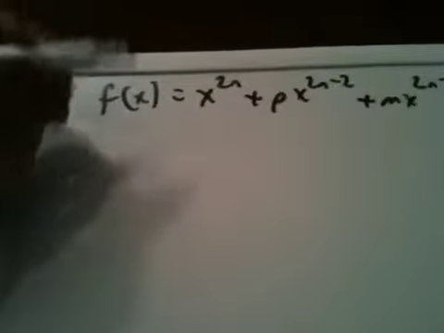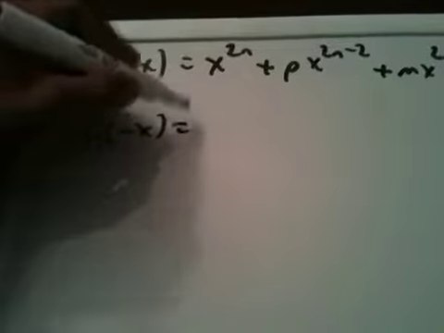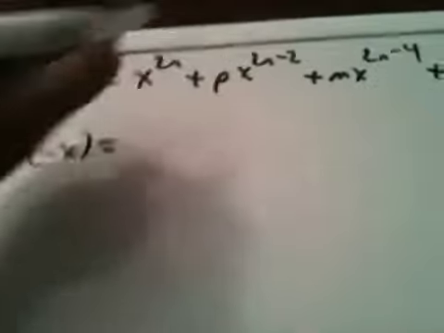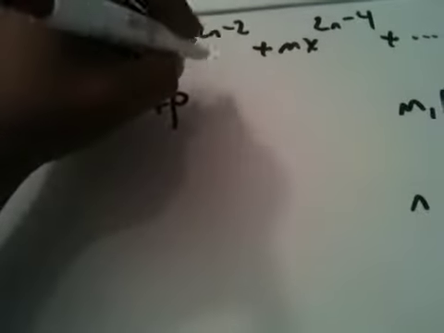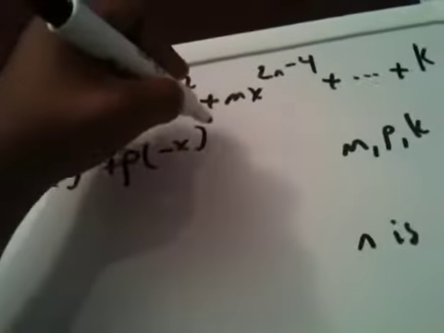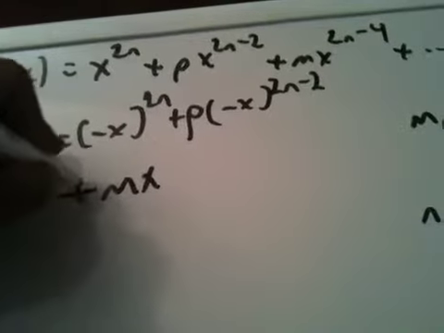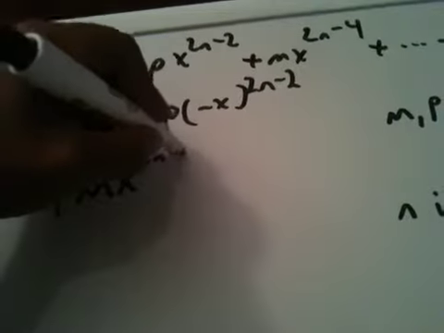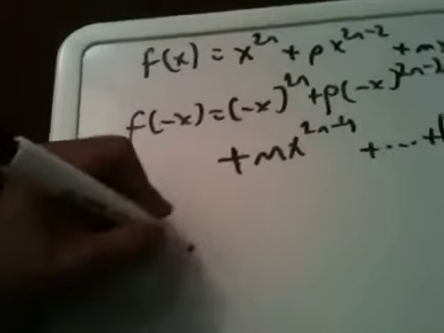And to go through that, we're going to do f of minus x. So let's put in minus x everywhere we see an x here. It's going to be minus x to the 2n plus p times minus x to the 2n minus 2 plus m times minus x to the 2n minus 4 plus dot dot dot plus k. And let's go ahead and simplify this.